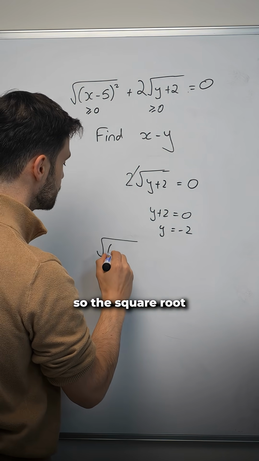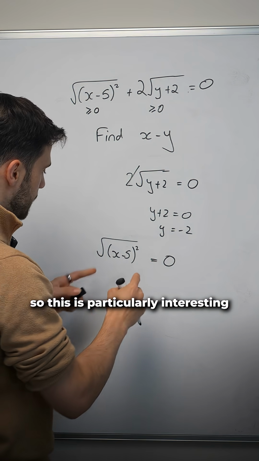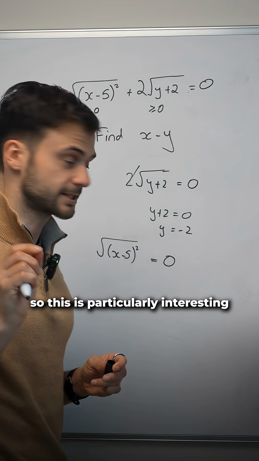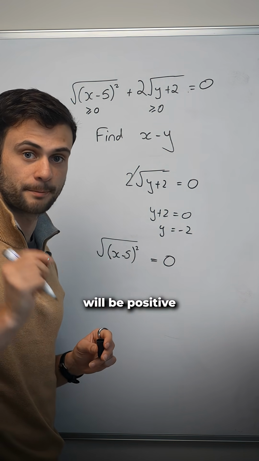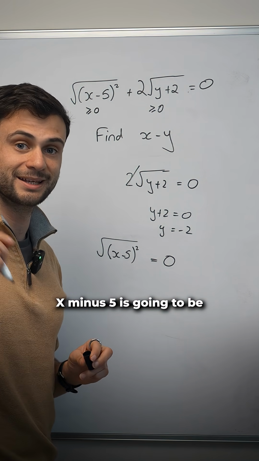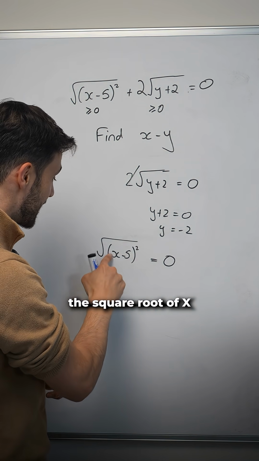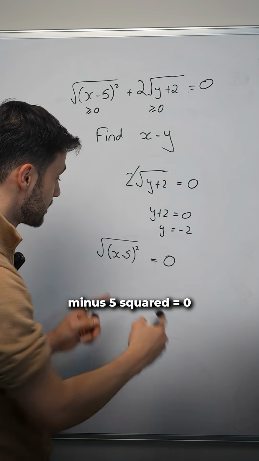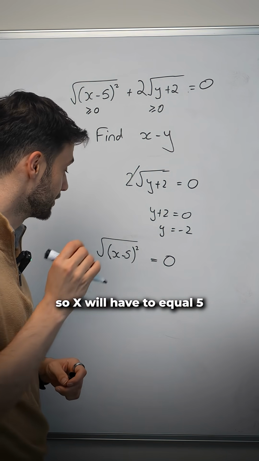So the square root of (x minus 5) squared equals 0. This is particularly interesting because for some values of x, x minus 5 will be positive, and for other values of x, x minus 5 is going to be negative. So we need to be very careful here. So because the square root of (x minus 5) squared equals 0, then this part has to equal 0, so x will have to equal 5.